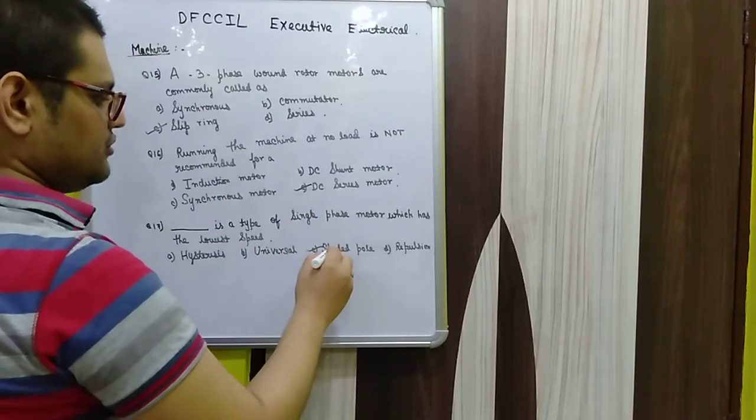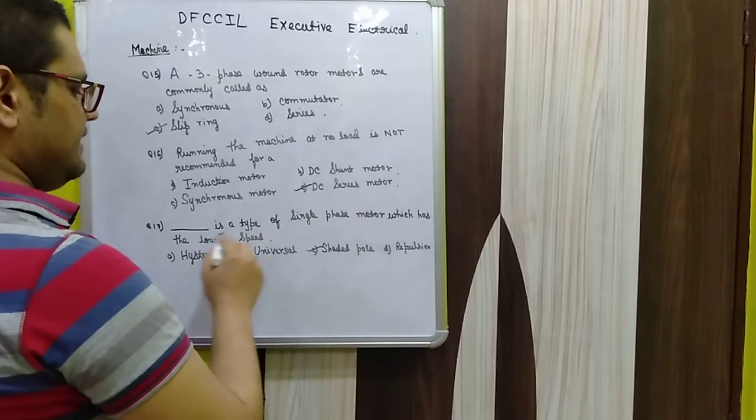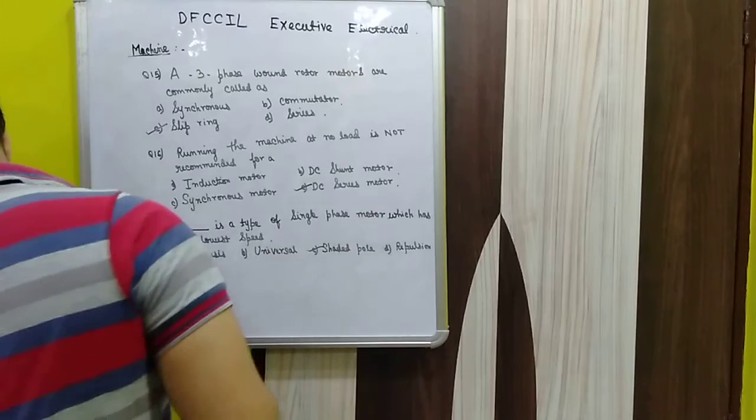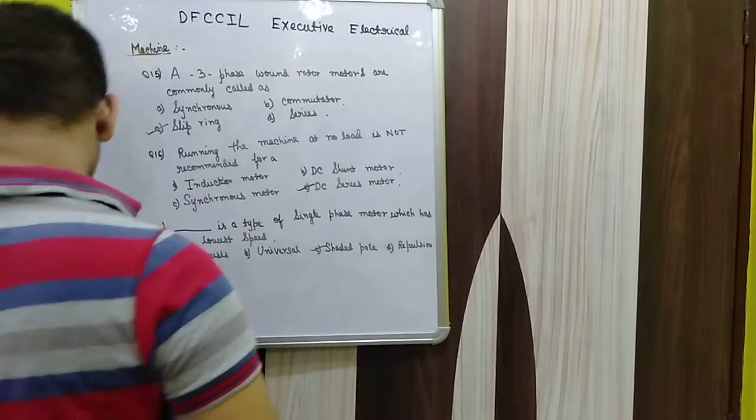That is the shaded pole. So the shaded pole motor is the only single phase motor which runs at the lowest speed. It is a theoretical question, so it's very easy. Now I'm going to question number 18.